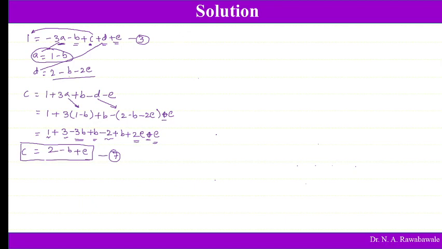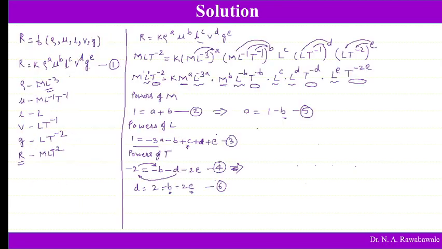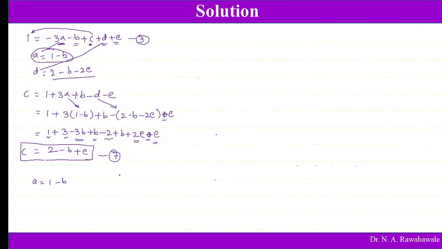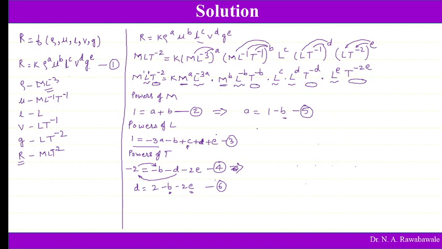So now we will rewrite these equations. First, a is equal to 1 minus b. This is equation number 5. Then d is equal to 2 minus b minus 2e. This is equation number 6.